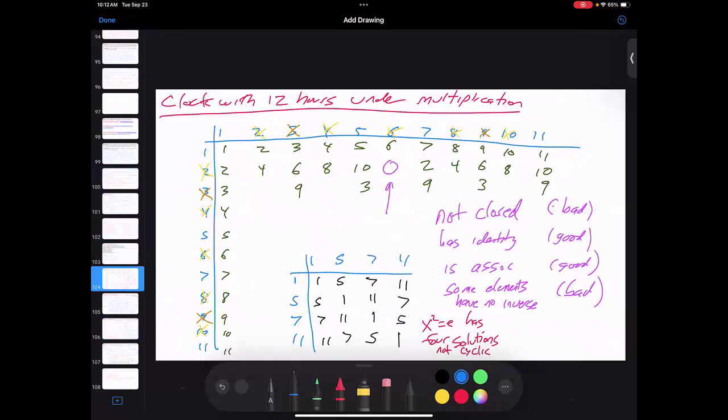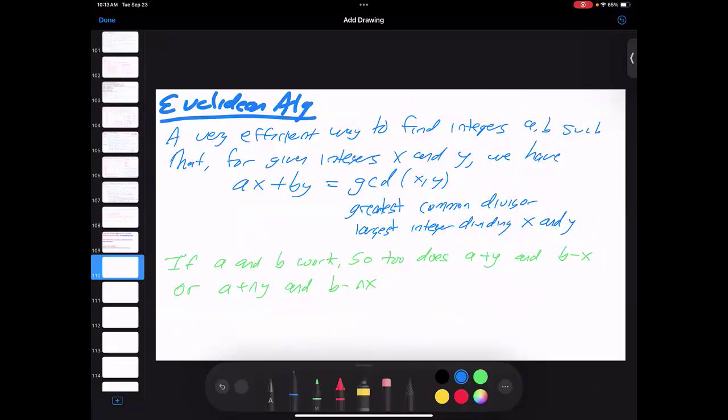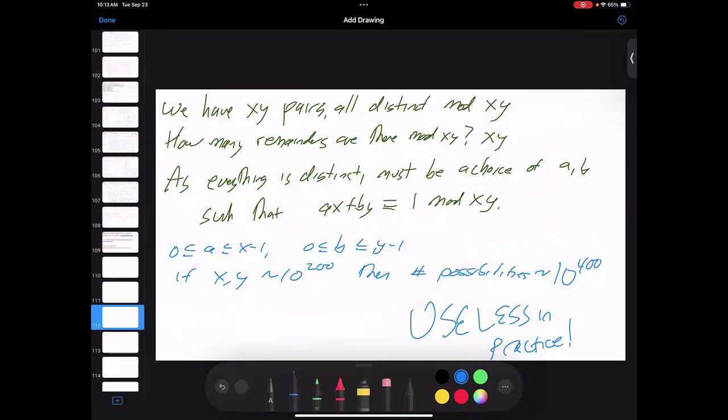And what was amazing is if you take the numbers that are relatively prime to 12, they're all invertible. And they formed a multiplicative group. To prove that, this result that we can find A and B, that's all we need to prove that it's a group.